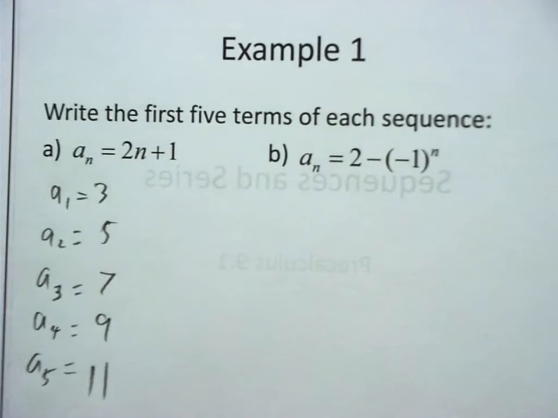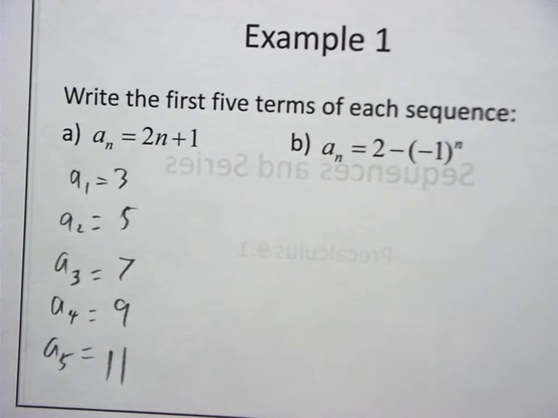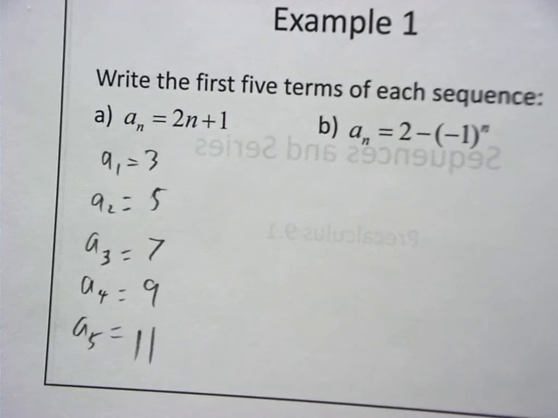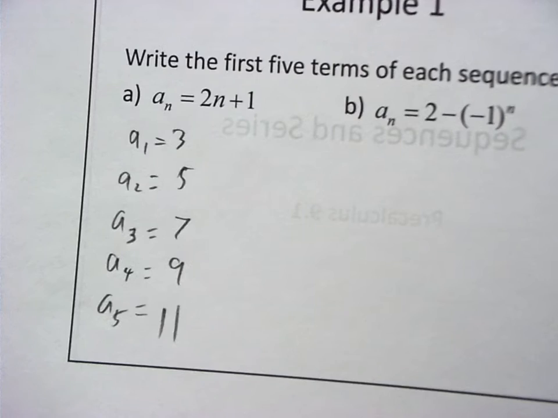So what type of sequence is this? Arithmetic, because you're adding 2 every time. Since you're adding the same number every single time, it's arithmetic. It's geometric if you're doing what? Multiplying by the same number every time. Here we're adding 2 each time, so it's arithmetic.